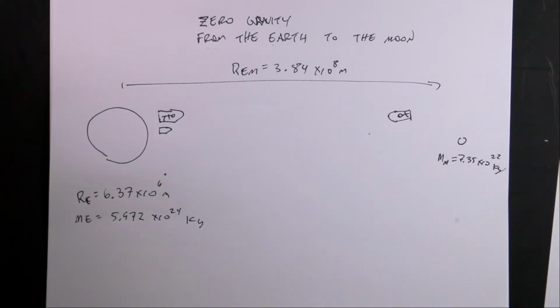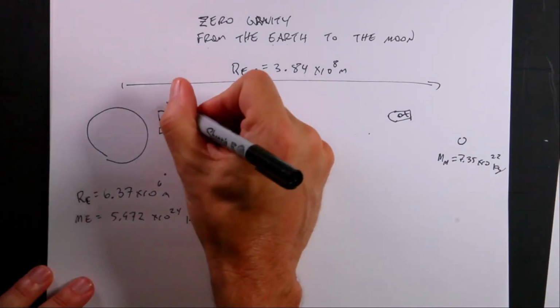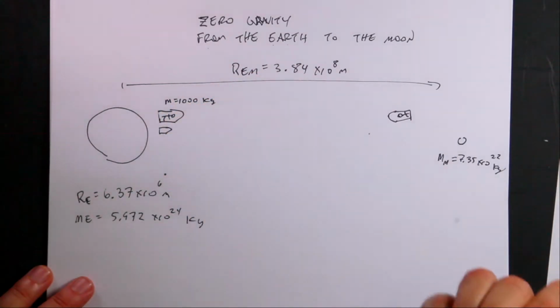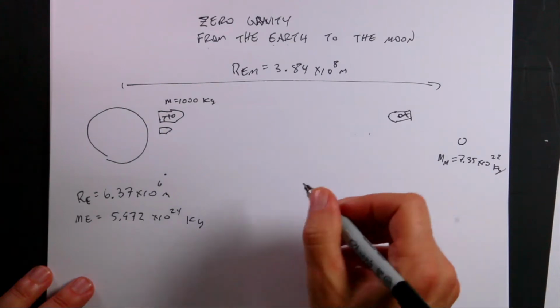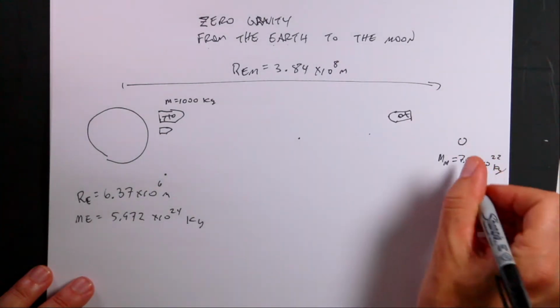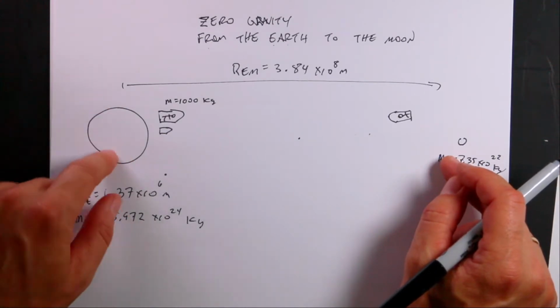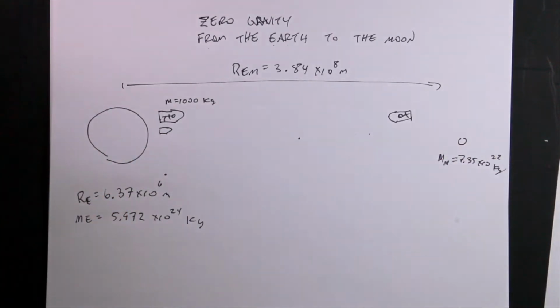And so the question is, where is that gravitational force equal to zero? So we could call this M equals 1,000 kilograms if you want, or we could just calculate the gravitational field. It doesn't really matter. But where is that? The moon is a lot less massive, so it's not going to be at the middle point, right? Because the gravitational force from the Earth is greater. So let's find this out.